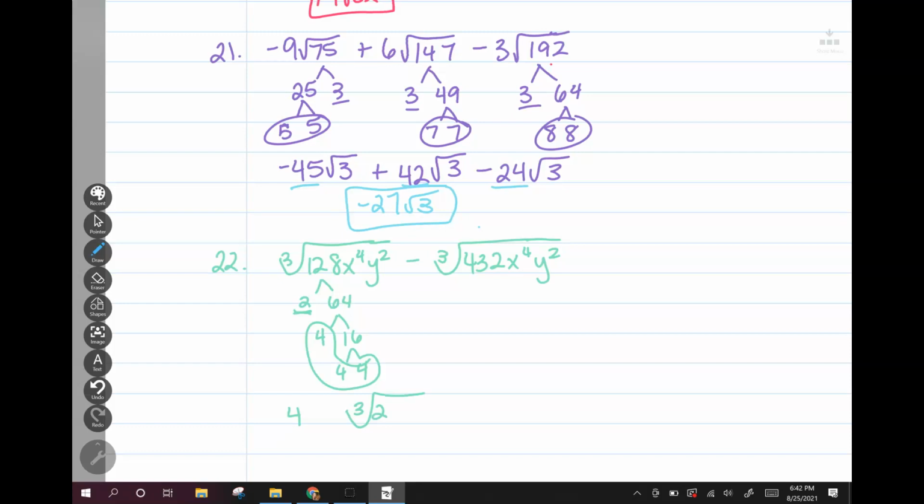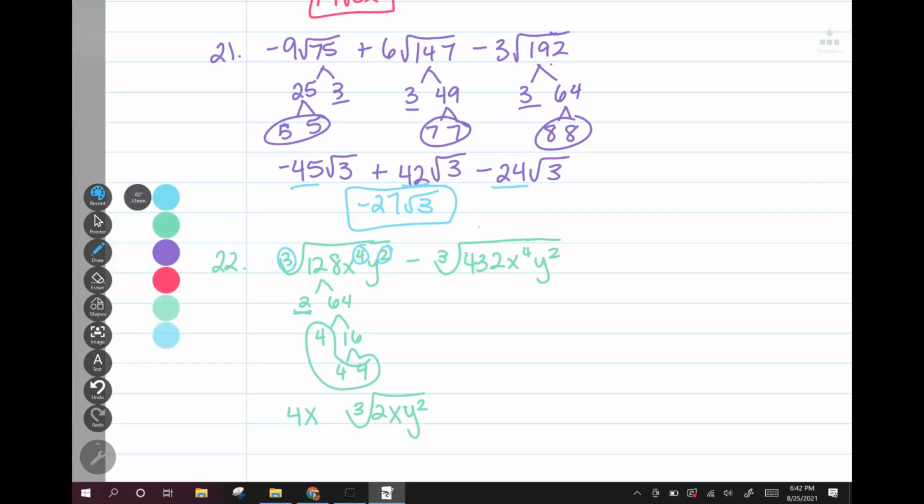Okay, now with our variables, you're going to say 3 goes into 4 one time, so I can take 1x out, and there is 1 left over. 3 does not go into 2, so both of my y's are going to stay inside. Just dividing this 3 into the exponents to see how many you can take out.